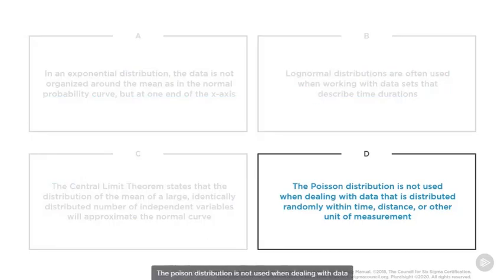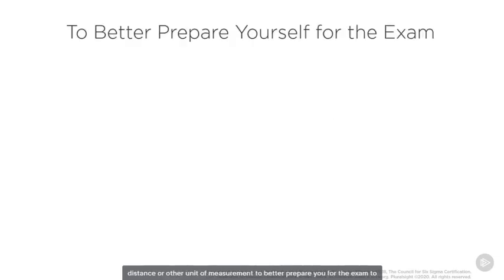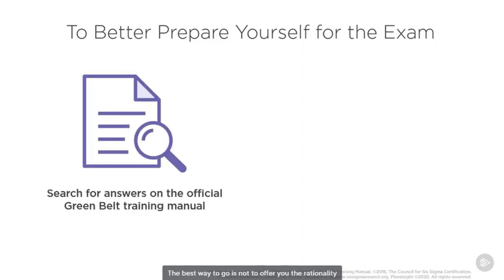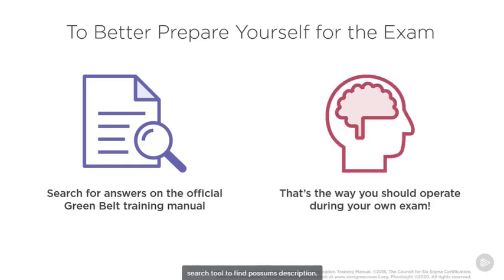The Poisson distribution is not used when dealing with data that is distributed randomly within time, distance, or other unit of measurement. To better prepare you for the exam, to teach you the reasoning and the mindset you should have for it, the best way to go is not to offer you the rationale of each alternative or question, but to let you search the official PDF for the answer. So download the Green Belt Training Manual and use the search tool to find Poisson's description. That's the way you should operate during your exam.